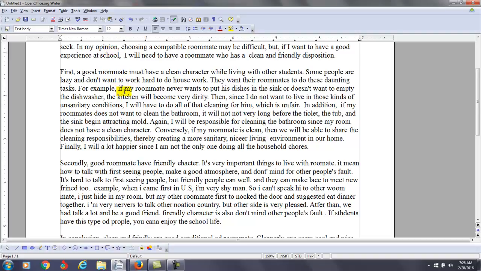And that's why when we got here, I said, if my roommate never wants to put his dishes in the sink or doesn't want to empty the dishwasher, the kitchen will become very dirty. Then you put the word I in there. So I definitely changed, I think, the tone, in many cases, to the first person point of view to make it more of an argument. Then you can bring in your personal experience to help support your ideas.